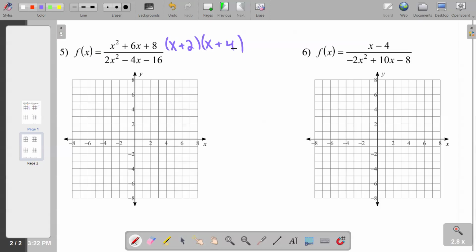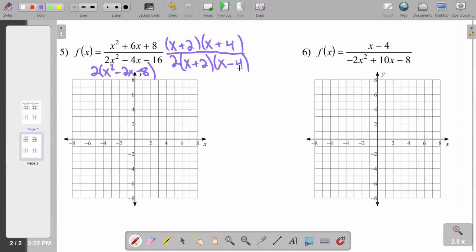And then the bottom, if I've gotten this point across to you, you would of course pull out a GCF. So your bottom is going to be 2 times, and I think it's worth it to show what it looks like after you pull the 2 out. It's 2 times X squared minus 2X minus 8. What does that factor down into? Definitely 4 and 2. So X plus 2 times X minus 4.